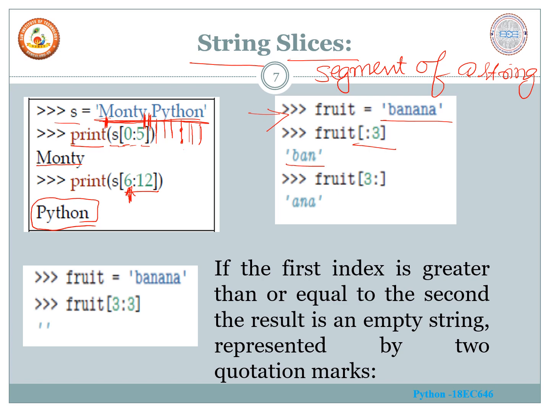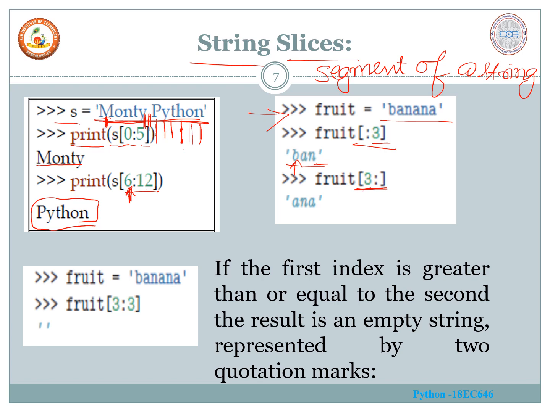Okay, so it starts from banana, that means the beginning character is B, so from there up to 3 characters it will take and it will display. Similarly, we can make use of one more way, that is first index colon.